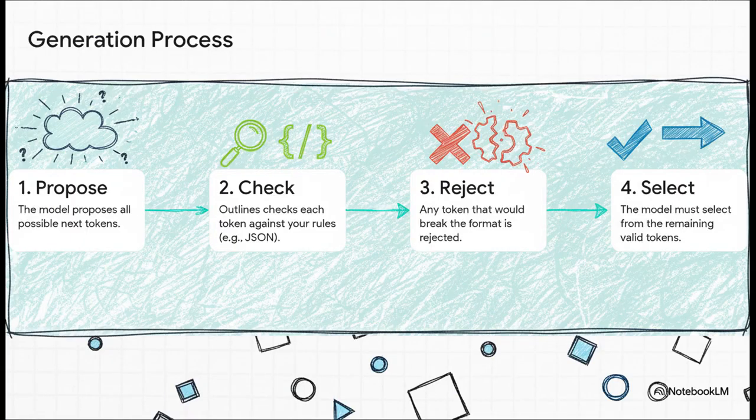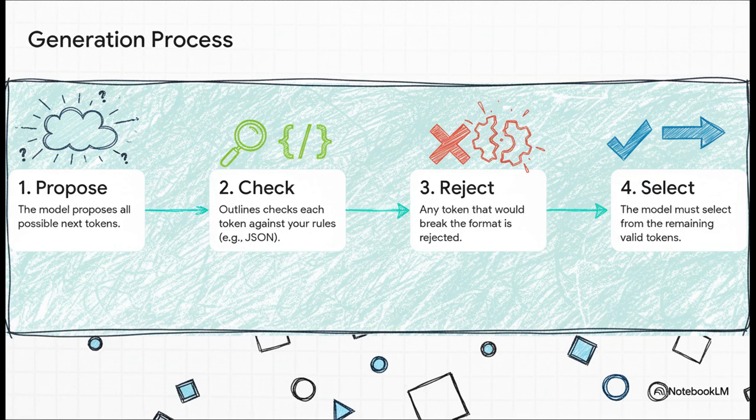Let's walk through it. First, the language model does its thing. It thinks of all the possible tokens it could generate next. But then, Outlines steps in and basically acts like a bouncer at a club. It takes that list and checks it against your rules, let's say your JSON schema. If a token would break the JSON structure, like adding a random word where a quotation mark is supposed to go, rejected. Thrown out. It's not on the list. Finally, the model is forced to choose only from the handful of tokens that are valid. It literally cannot make a syntax mistake.